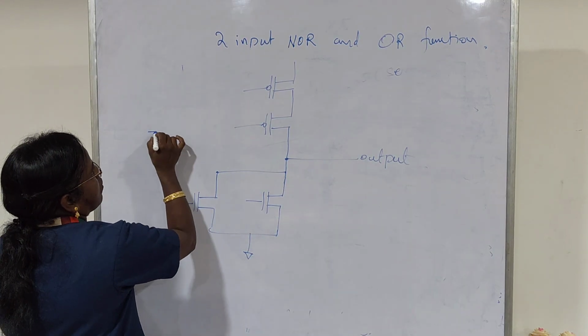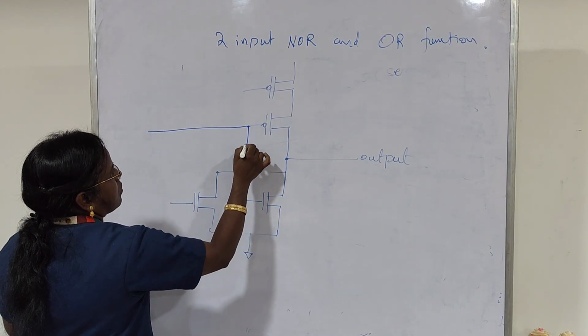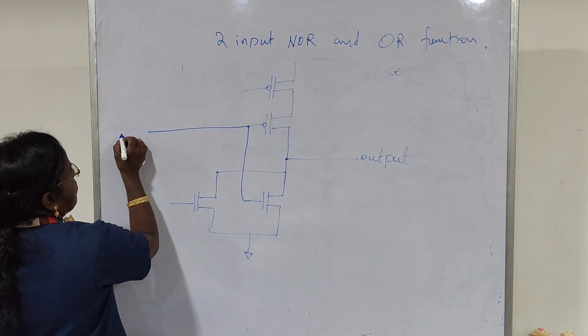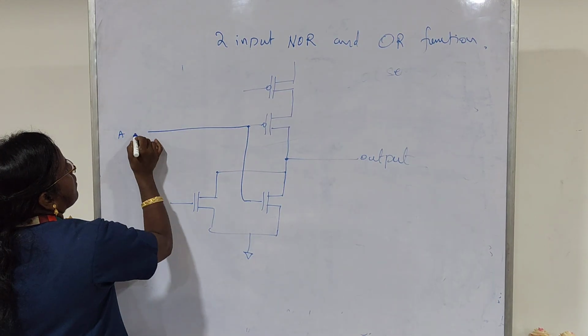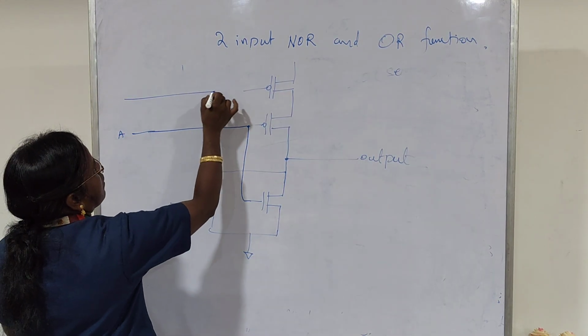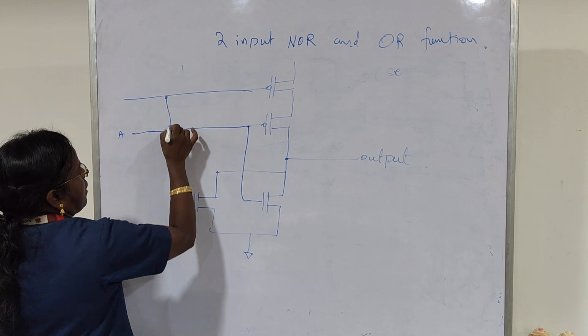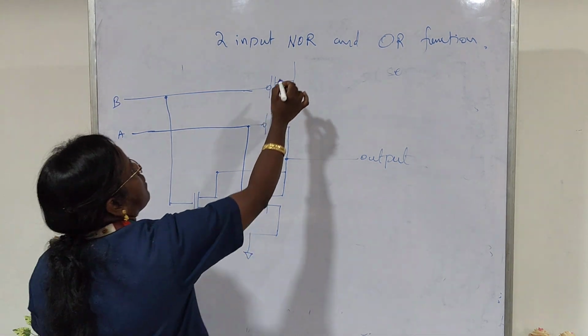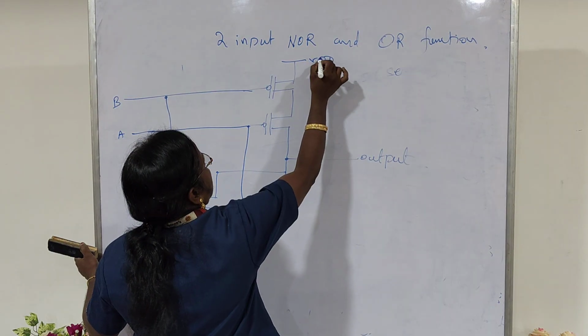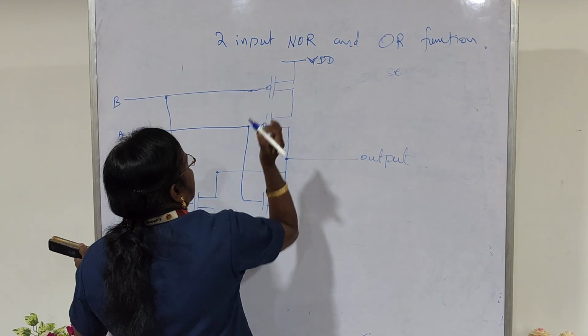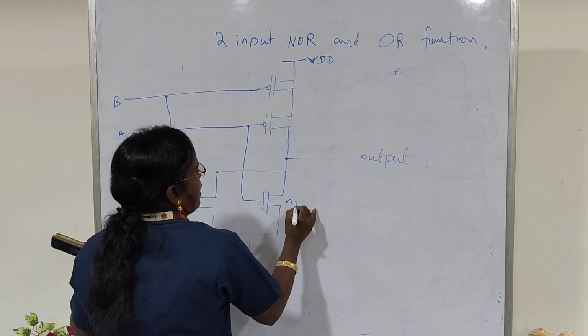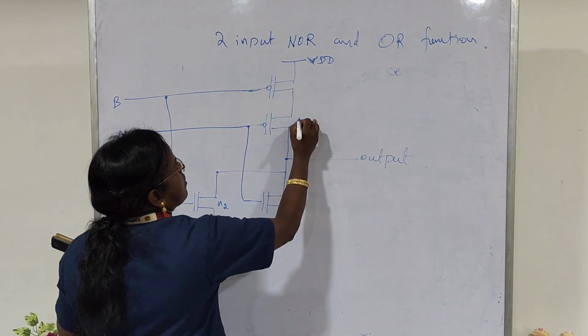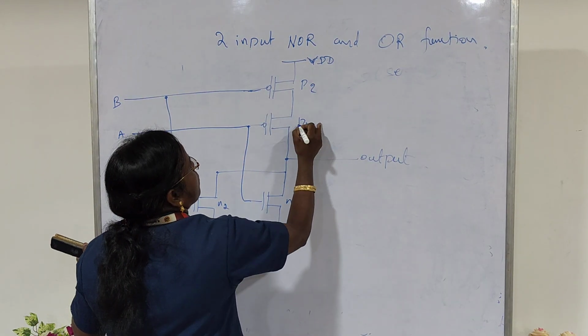Now this terminal we can take as A, and this terminal we can take as B. This is VDD. Take these as N1, N2, and these as P1, P2.